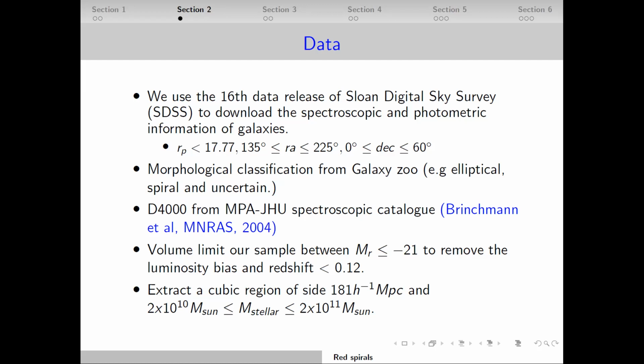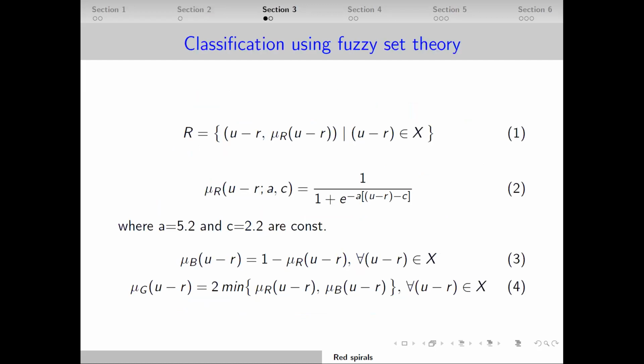And to do this, we extract the largest cubic region that can fit within our volume limited sample, of size 181 h^-1 Mpc, and also to determine if any correlation exists between large-scale environment and color of spirals at fixed stellar masses, we constrain the stellar mass of all the red and blue spirals present in the extracted cube within 2 × 10^10 solar mass to 2 × 10^11 solar mass. Now, here in this work, we classify all the galaxies in our sample into red, blue, and green using fuzzy set theory.